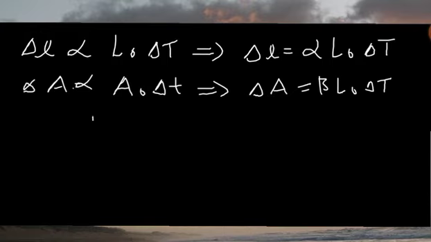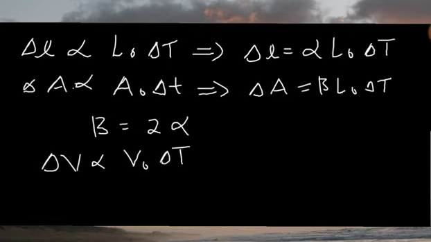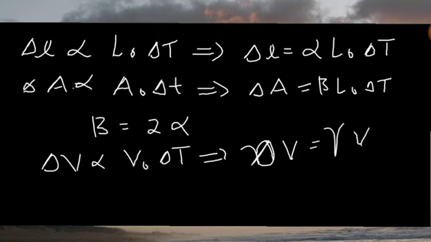So beta is 2 times the linear expansion coefficient alpha. Beta means 2 times alpha. The last is volume expansion, directly proportional to initial volume times change in T. There is a proportional constant, gamma. So change in V is equal to gamma times initial volume times change in T. Here gamma is 3 times alpha. So let's rearrange this. Here beta means 2 times alpha.